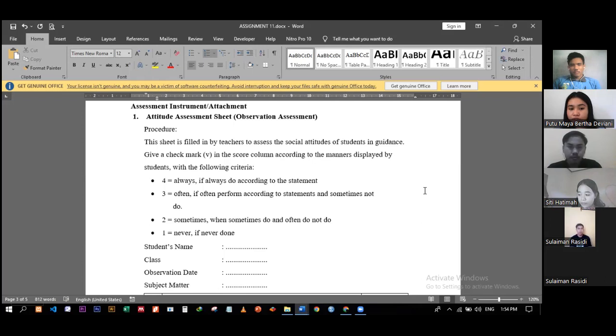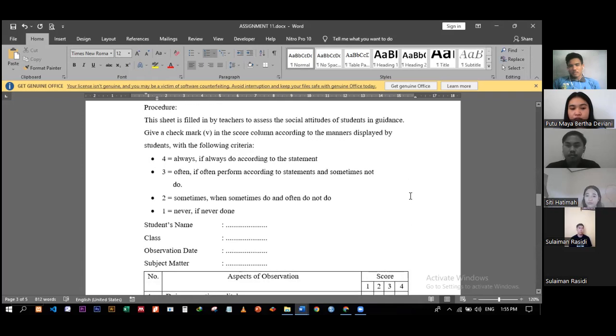4 is always, if the students always do according to the statement. And then 3 is often, performed according to the statements and sometimes not done. And then 2 for sometimes, when the students sometimes do and often do not do. And then the last one is 1. It means never, if the students have never done it.